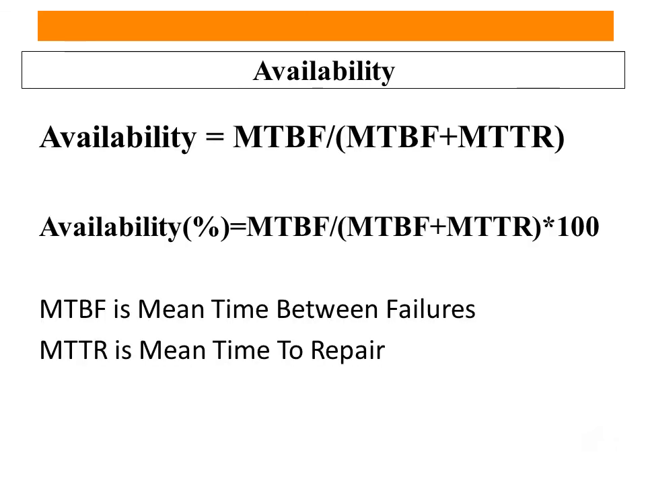So this is the formula of availability, where availability is equal to MTBF divided by (MTBF + MTTR), and if I want to calculate the percentage of availability, then it is MTBF divided by (MTBF + MTTR) multiplied by 100. MTBF is mean time between failures and MTTR is mean time to repair.